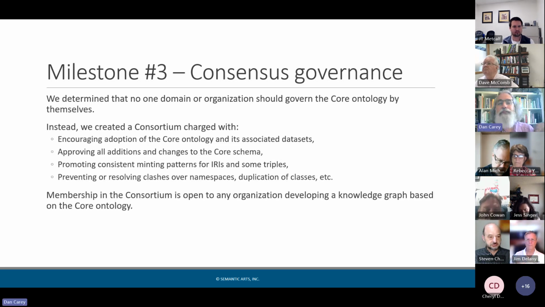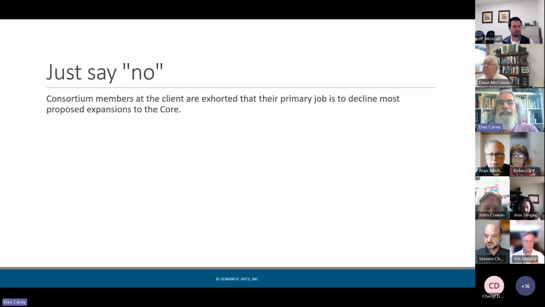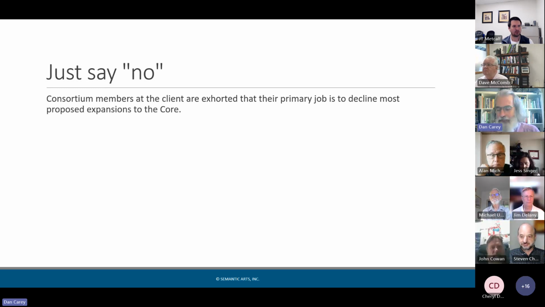And membership in the consortium is open to anybody who's interested in creating a knowledge graph, but you don't get a voting membership until you actually have some development underway. Once you've got skin in the game and you're using the core, then you get a vote. When we set the consortium up, one of the first things we told the members, and anybody coming in, is that your primary responsibility is to reject changes to the core, which sounds a little counterintuitive, perhaps.